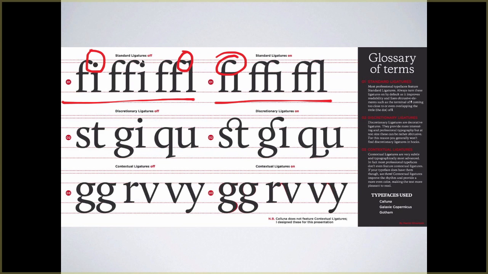Notice also that the F, or in this case the FF and the I, the crossbar actually crosses both of them. So these are things that you would do naturally in writing. It makes reading these a lot easier.